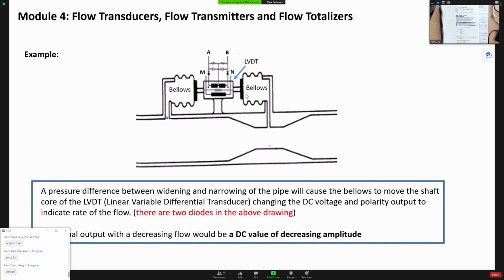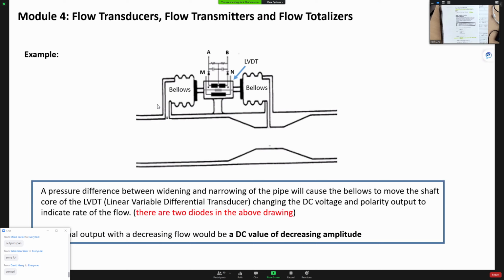They try to measure the pressure difference on both sides and convert that into an electrical signal. The thing here is we know those LVDTs usually give out an AC waveform, but in here we put the 2 diodes on here. So the diodes are converting that AC signal into a DC signal.